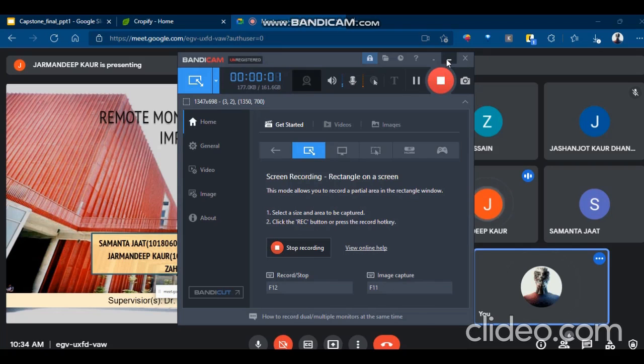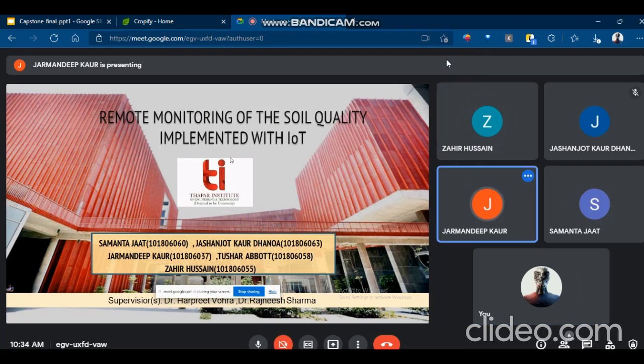Good morning. Today, I, Jarmandeep Kaur, of group number 63, am going to present the capstone PowerPoint presentation on the topic Remote Monitoring of the Soil Quality Implemented with Internet of Things. The members of our group are Samanta, Jashan, Jarman, Tushar, and Zahir. And the project has been supervised by Dr. Harpreet Vohra and Dr. Rajneesh Sharma.